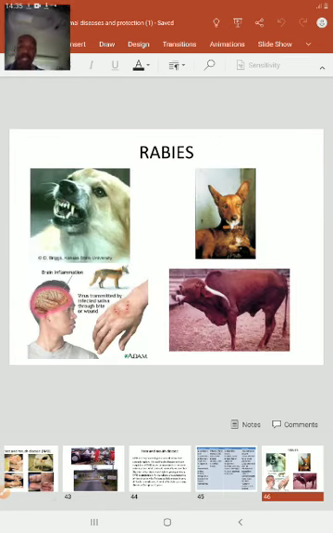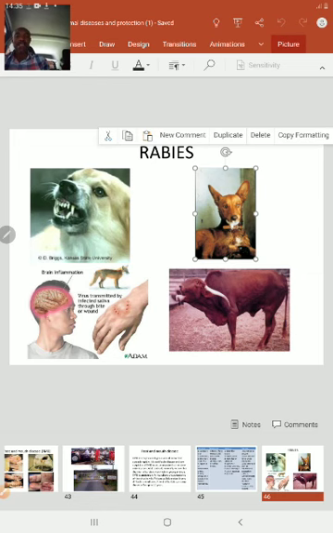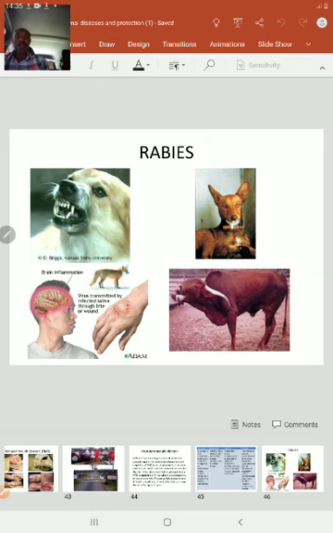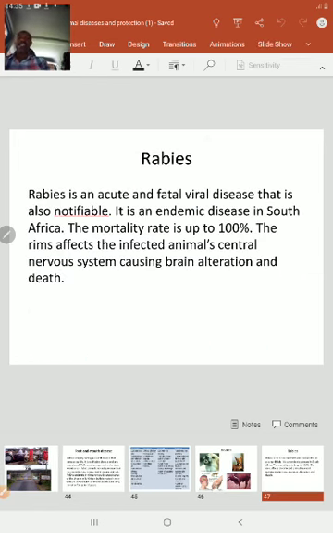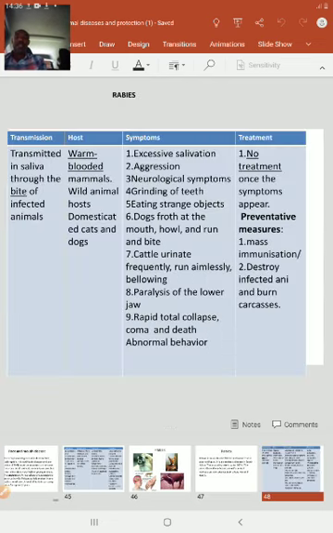This is rabies. You can see rabies, it affects dogs, it can affect human beings, even cows. You can see the excessive salivation there on the dogs. Rabies is acute and fatal, that is, it kills, and it's also a notifiable disease. It's endemic in South Africa, that is, we can predict that it will come and come and come, so it doesn't go away. It's something that stays with us.